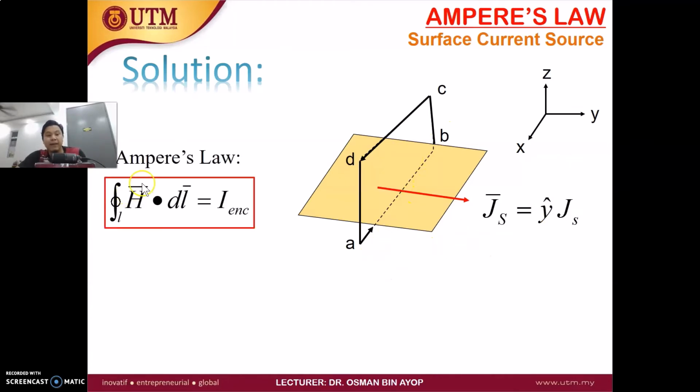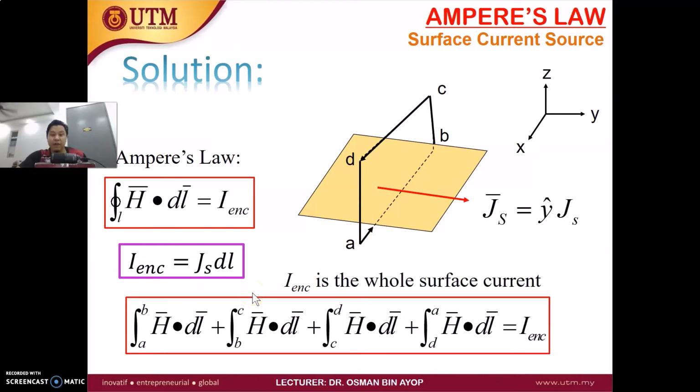By applying Ampere's law, the I enclosed in this case is equal to Js dl, because Js is the surface current density along the length L. The closed integral of H dot dl goes from A to B, B to C, C to D, and D to A. So we have A to B of H dot dl, plus B to C of H dot dl, and so on, equal to I enclosed. Later on, we will look at it component by component.